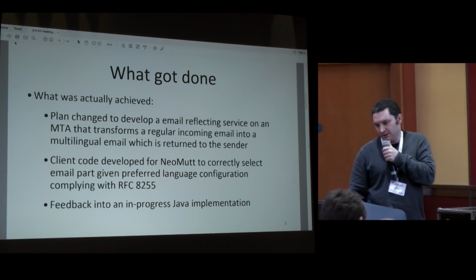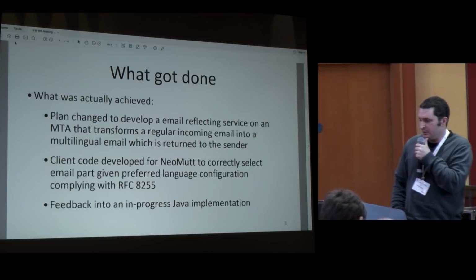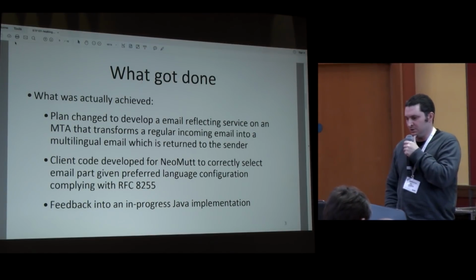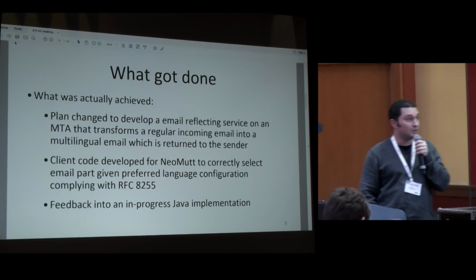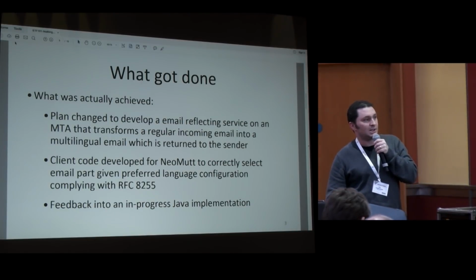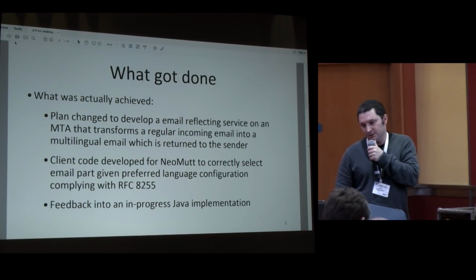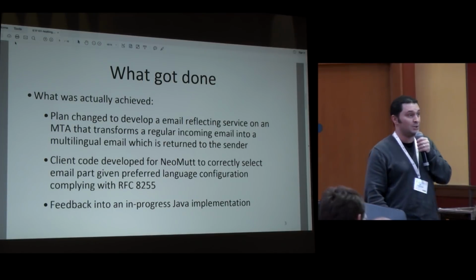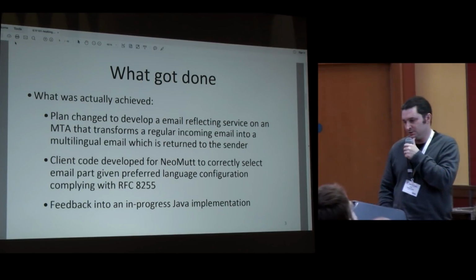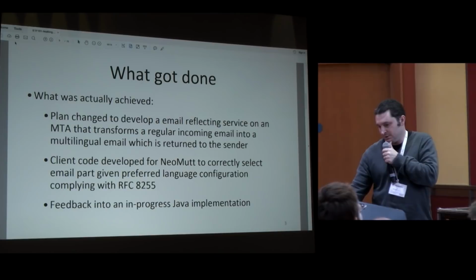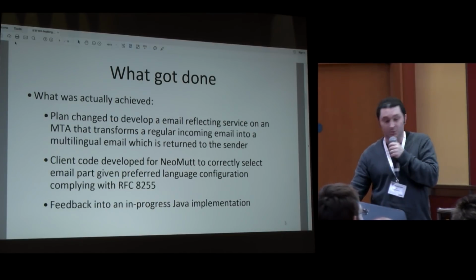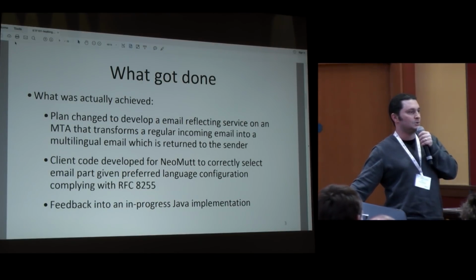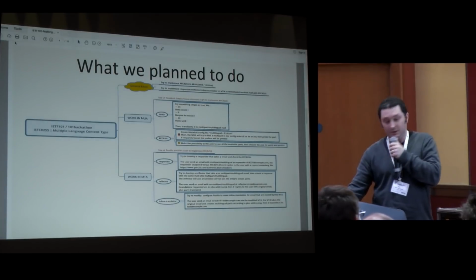We also developed some client code that sits inside NeoMutt, or will do when they merge it in, and that correctly selects the email part, given a new preferred language configuration that you can set in the client. That will select the right part of the email given that configuration. And also, we had a little bit of feedback into my Java implementation that was very useful.